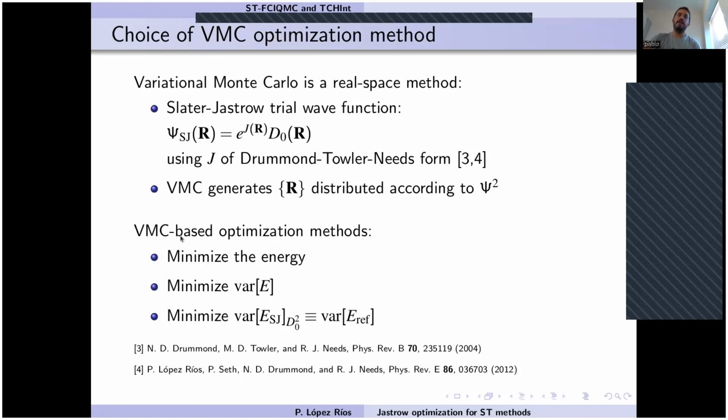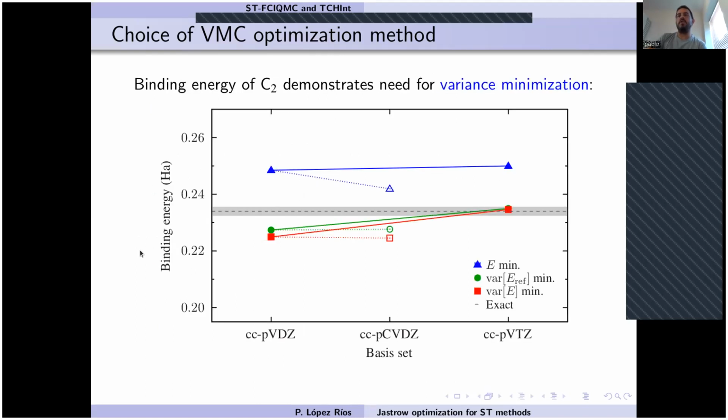So first of all, let's look at the optimization method. I'm just going to show one set of results for the C2 molecule, where we try to go from double zeta to triple zeta. And depending on what optimization method we have used, there is either absolutely no convergence towards the known binding energy, or there is. If you optimize the Jastrow by minimizing the variational energy, then you don't get any improvement from going from double to triple zeta. However, if you go from a VDZ basis to a core-valence double zeta basis, then you gain something. This indicates that the Jastrow factor you obtain by minimizing the energy is failing at describing the core region correctly, and you need core functions to fix that.